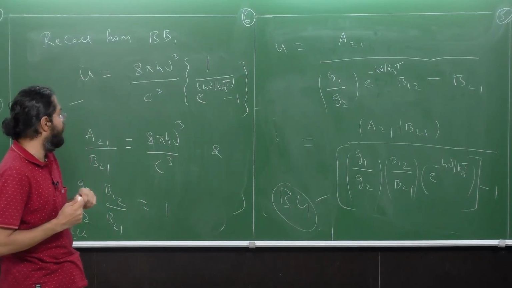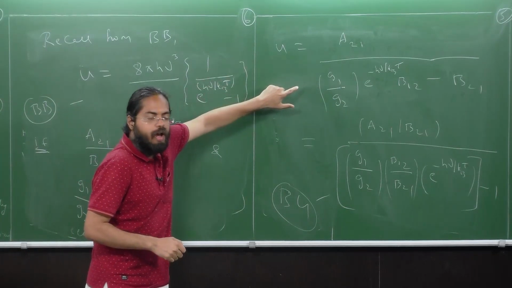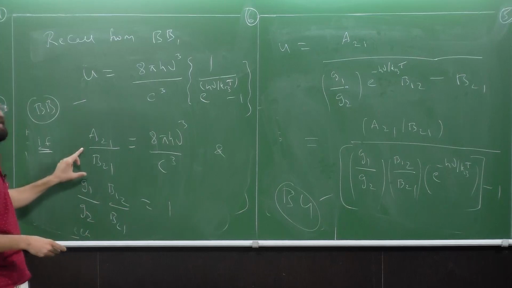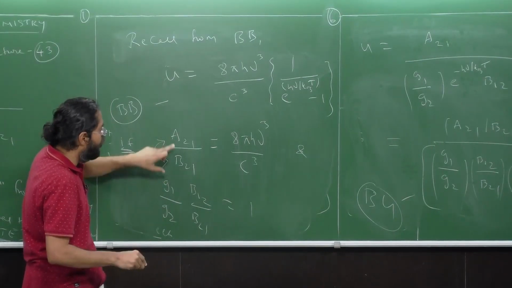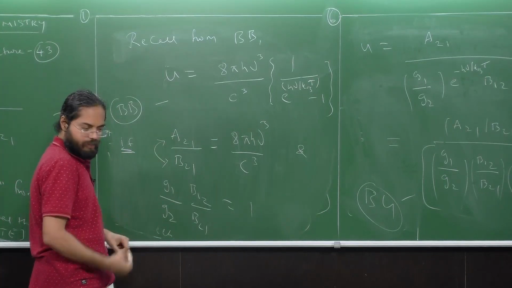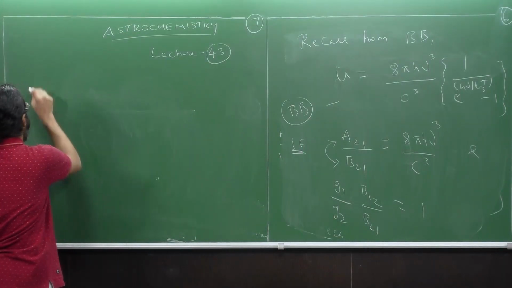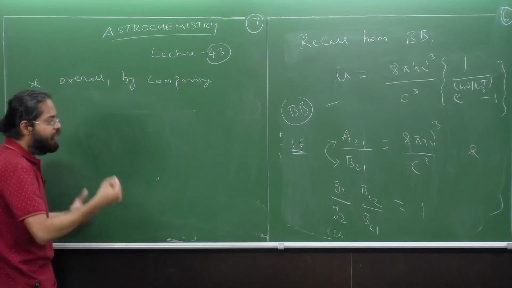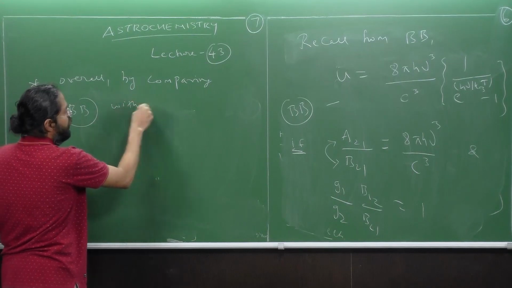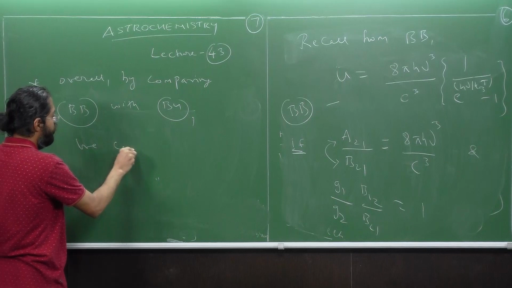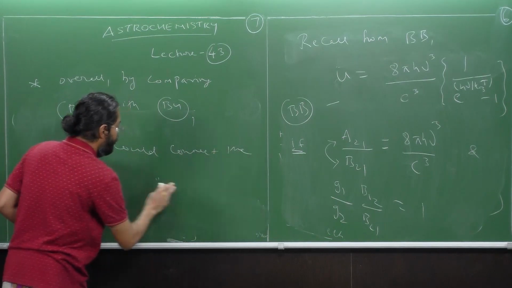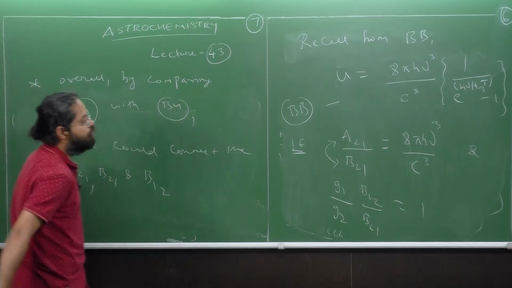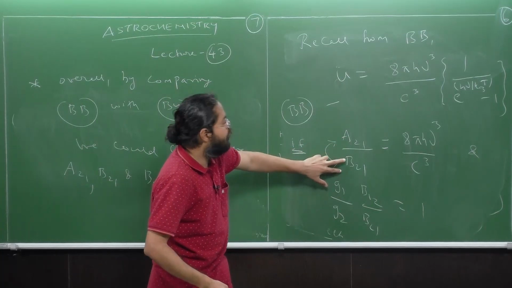What have we done through this process? By comparing the expression for U that you obtain using the LTE approximation with the U obtained using the black body radiation model, we have connected the Einstein coefficients. These are all called the Einstein coefficients, A21, B21, etc. I'll write it down here. By comparing equation BB with equation BU, we could connect the Einstein coefficients A21, B21 and B12. Because from this expression, if one of them were to be known, we can calculate another.